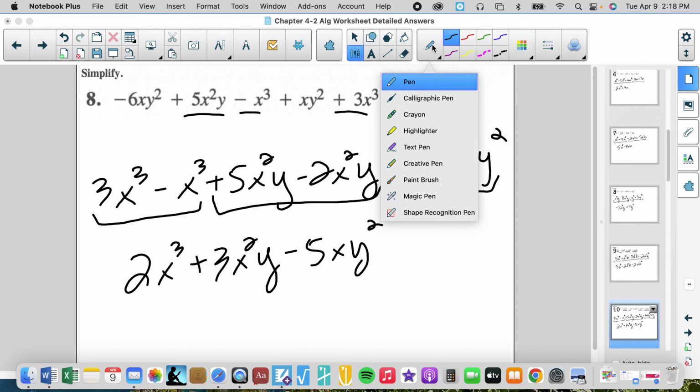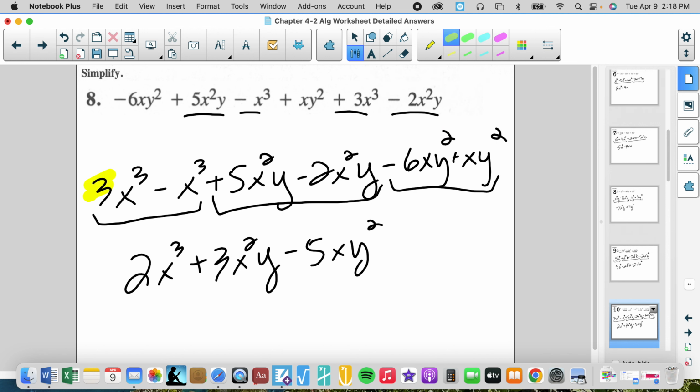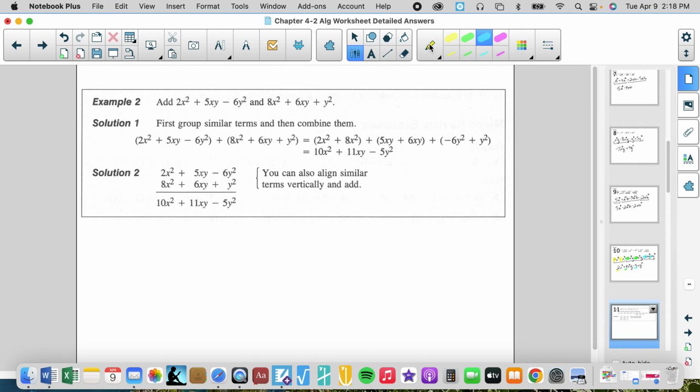I'm only focused on the coefficients. 3 and negative 1 gives me 2. I'm only focused on the coefficient. Positive 5 and negative 2 gives me positive 3. I'm only focused on the coefficients. That's negative 5. So that's how I'm doing those.